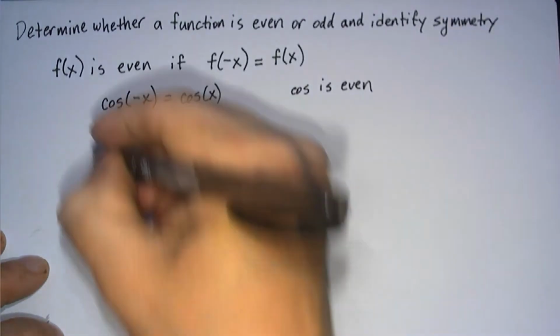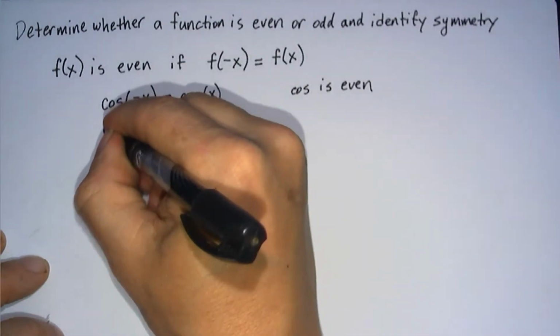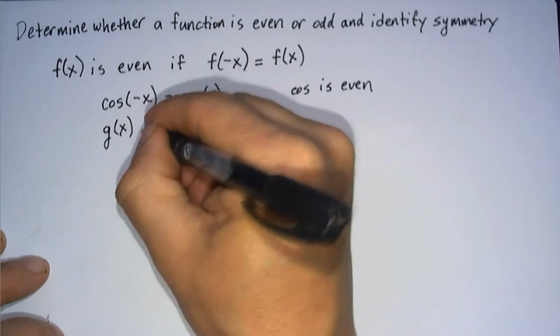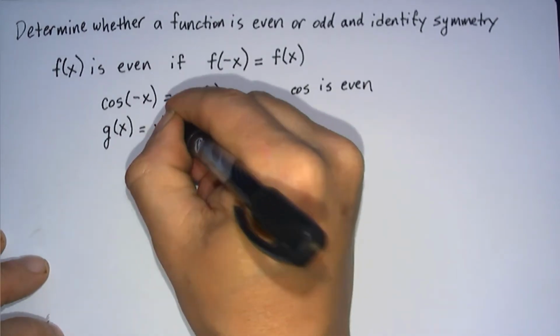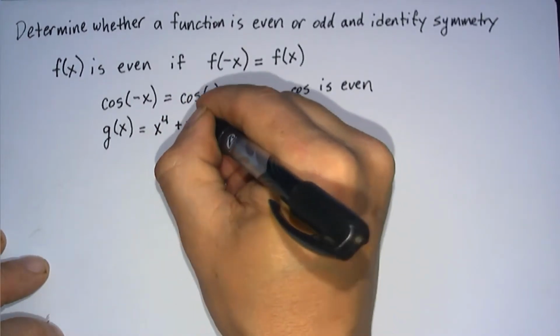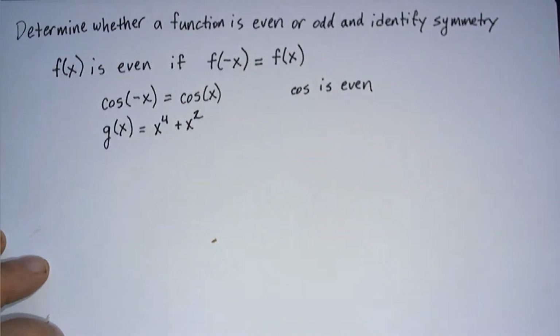But generally, if I have a function, let's just say g of x is x to the fourth plus x squared. And you'll kind of see where the word even comes from because all of the exponents are even. And 9 times out of 10, this is going to tell you that you have an even function.